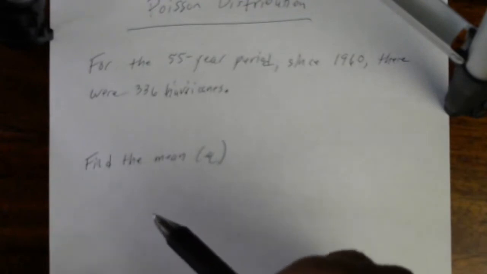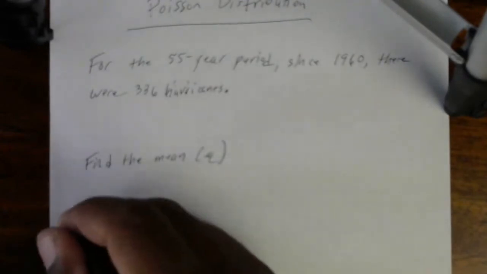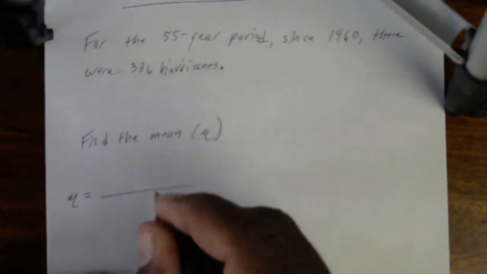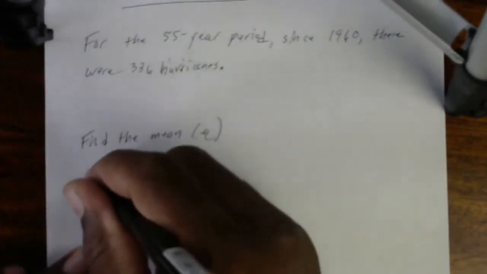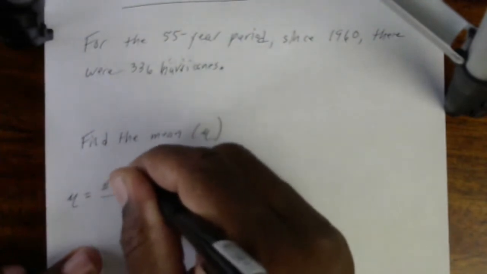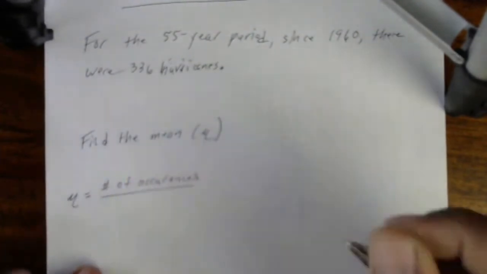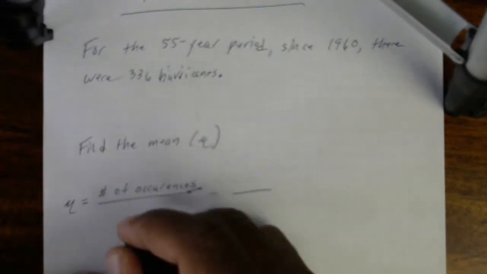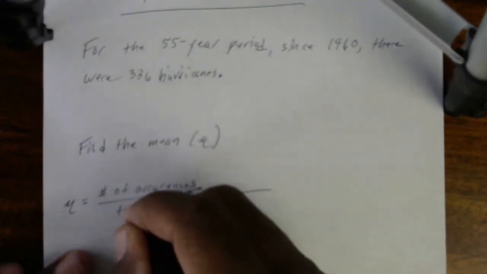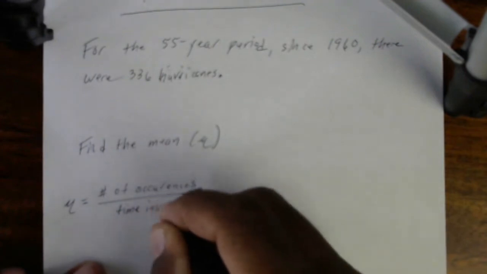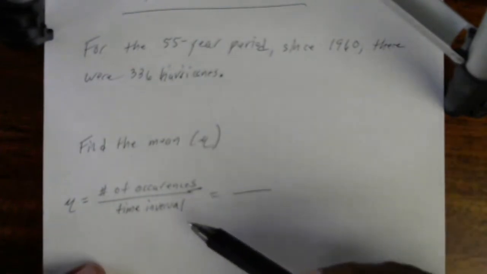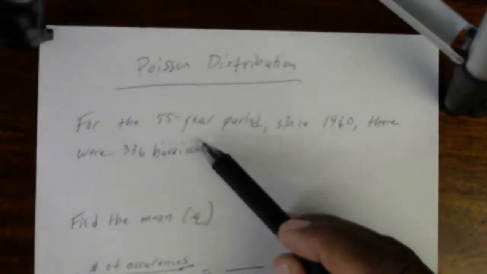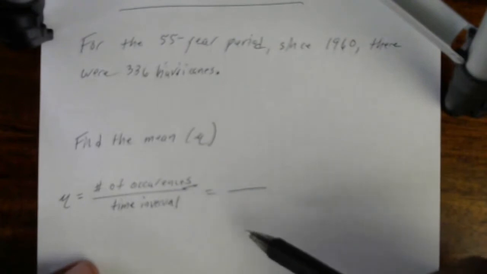So now, even though there wasn't a formula per se on the other slide, here's a rough formula for the mean of a Poisson distribution. The mean of the Poisson distribution can be the number of occurrences divided by the time interval. Now, sometimes your time interval may be given in days. Sometimes it may be given in years. So the time interval depends on the problem.